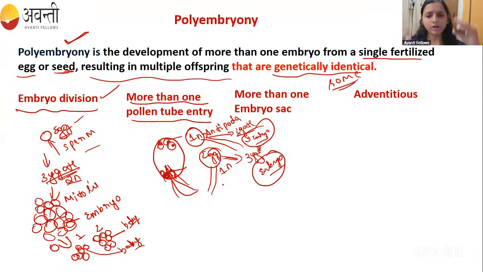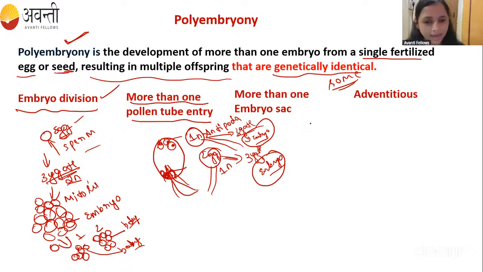Another pollen tube enters and fertilizes another antipodal cell. There will be three antipodal cells, right? So many pollen tubes enter and fertilize the antipodal cells. Then so many embryos are going to be formed, right? Like four embryos: three from the antipodal cells and one from the egg. Yes or no? So this is called polyembryony.